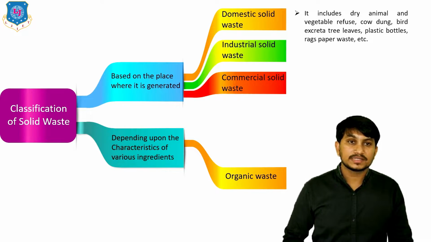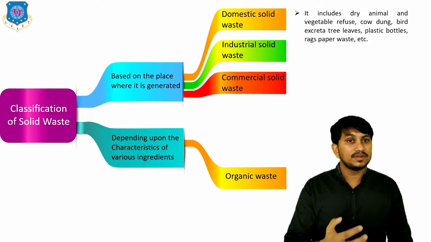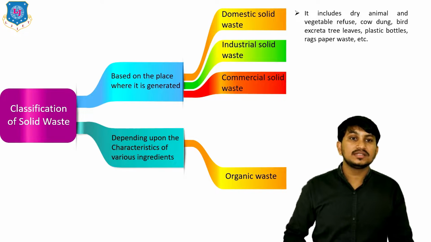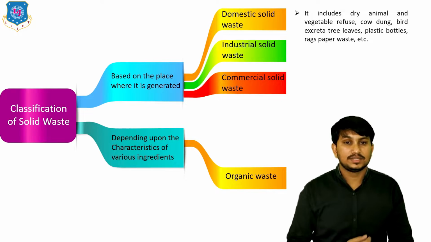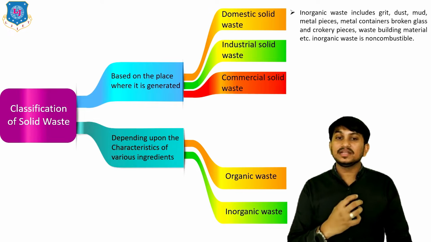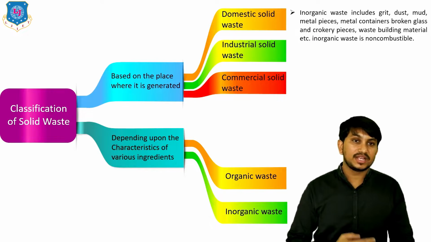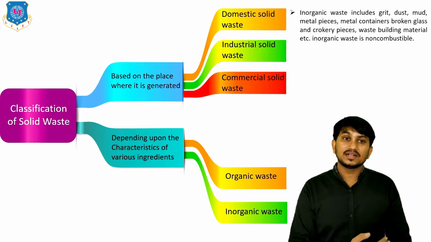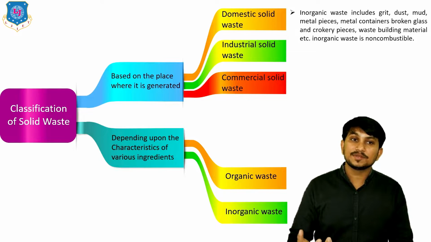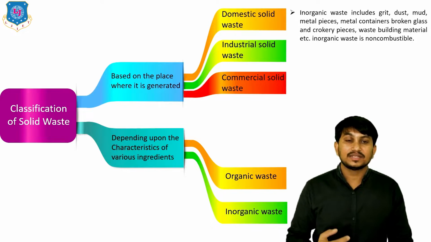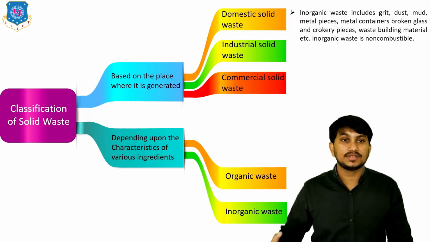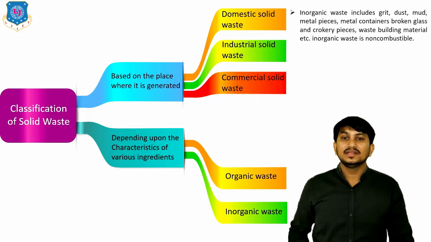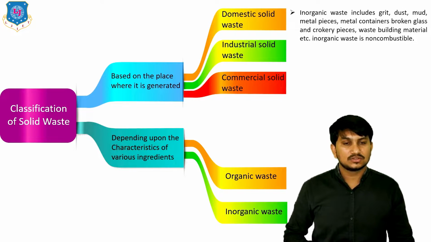Depending upon the characteristics of various ingredients, first is organic waste. It includes dry animal and vegetable refuse, cow dung, birds, etc., tree leaves, plastic bottles, rags, paper waste, etc., which are biodegradable in nature. Second is inorganic waste, which includes grit, dust, mud, metal pieces, metal containers, broken glass and crockery pieces, waste building material, etc. These are called inorganic waste, which is non-combustible or non-biodegradable. This is all about the classification of solid waste.